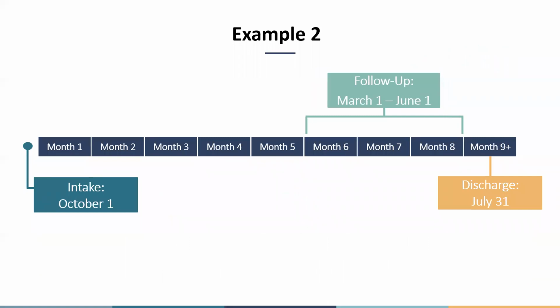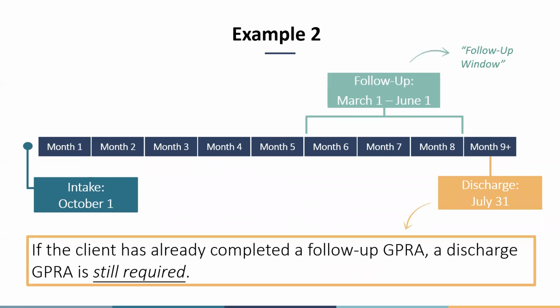And then this example is just showing a reminder that if a client receives services through the follow-up window period, you would complete a follow-up GPRA during the window, and then a discharge GPRA is still required once the client stops receiving services funded by the SOR grant.